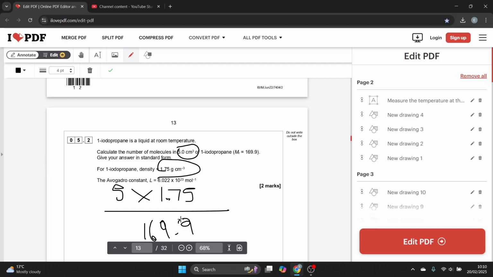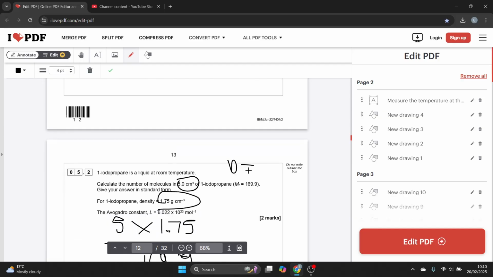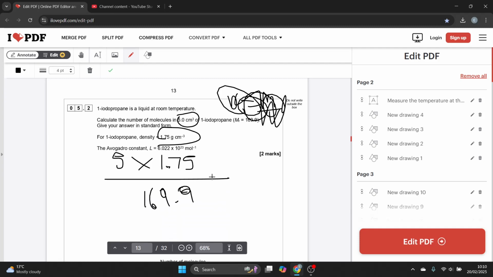I think the hardest part, including for myself and most students, is falling for the trap: density is mass over volume, so they have to find the mass as density times volume. Well, yes, it is, and yes, it is in this case. But it says gram per centimeter cubed. You've got 5 centimeters cubed, so you need to times it by 5. Then divide by 69.9, and that'll give you the number of moles.